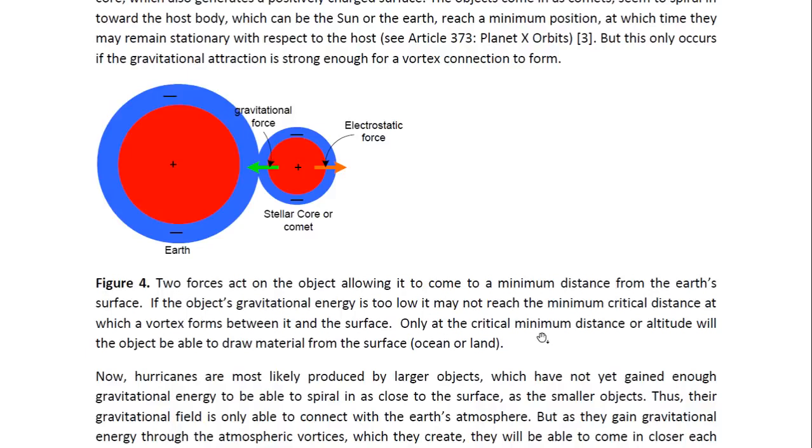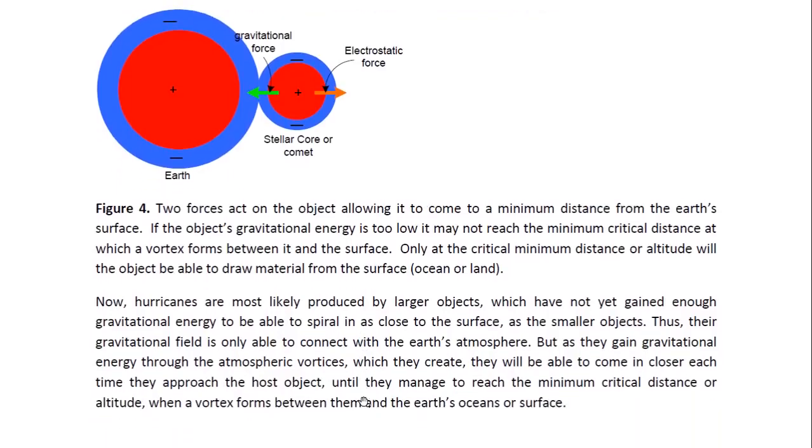Now, only at the critical minimum distance of altitude will the object be able to draw materials from the surface, be it ocean or land. The object has to have enough gravitational energy to be able to reach that minimum critical distance. Otherwise, it's too far up and the vortex that it forms is not long enough to reach the surface of the Earth and does not form a full connection with the surface of the Earth. The object then will not hold a stationary position.